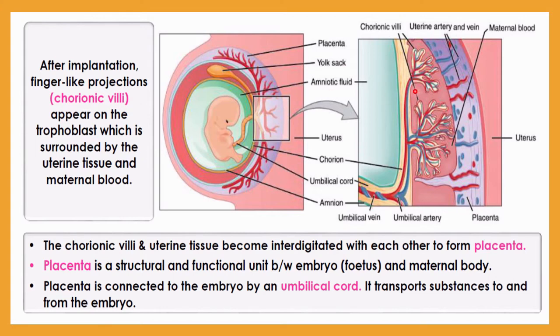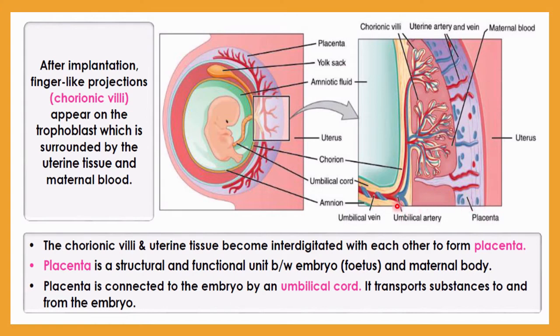In this photograph also, you can observe the chorionic villi, a finger-like projection, which will be filled with maternal blood. Here you can see the maternal blood and the uterine wall. This is the uterine artery and vein, which will provide blood, nutrition and so on. And this region is the placental region.